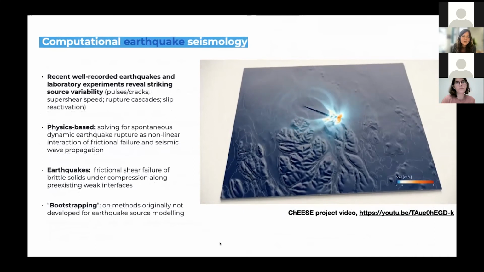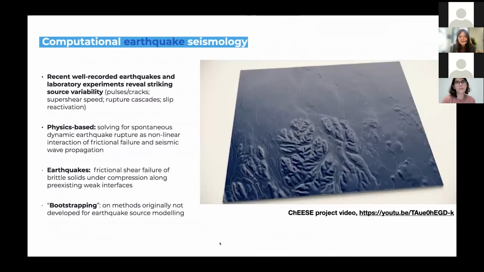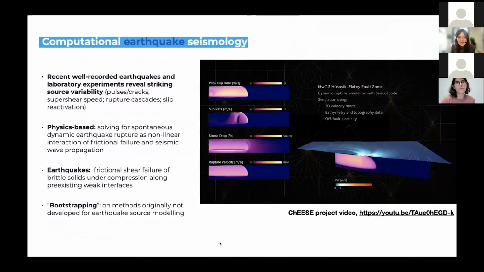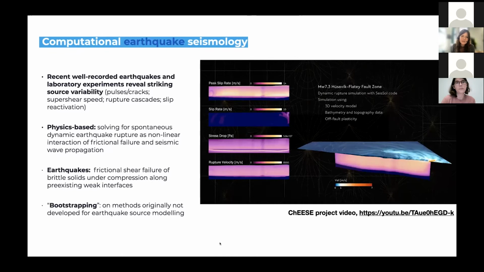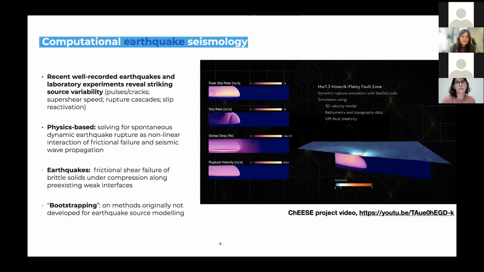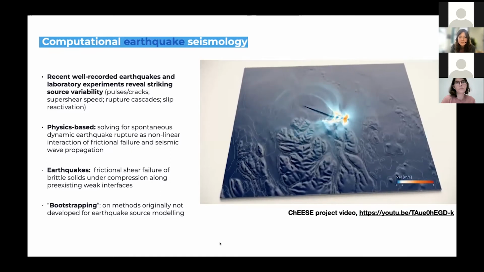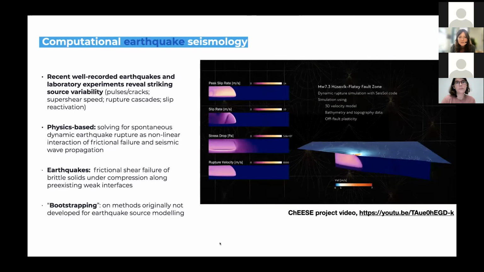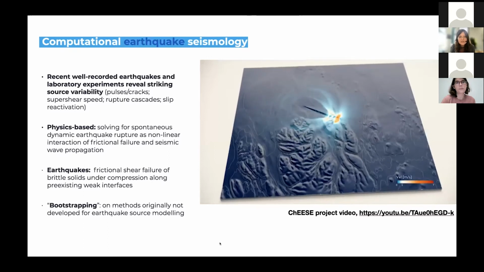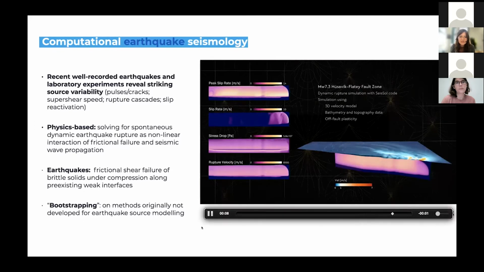And we know that recent well-recorded earthquakes and also laboratory experiments that look into earthquake physics reveal really a striking variability of what happens at these kinds of sources. For example, earthquakes can propagate as pulses or as cracks. We can have supershear rupture propagation. We can have rupture cascading or slip reactivation of the same patch on the fault during a single event. And if we are trying to understand or incorporate this kind of complexity, we are looking into physics-based source description. So not kinematic or prescribed source behavior, but we are solving for the spontaneous earthquake propagation. And the problem is formulated as a nonlinear interaction of frictional failure along geological fault structures and seismic wave propagation.